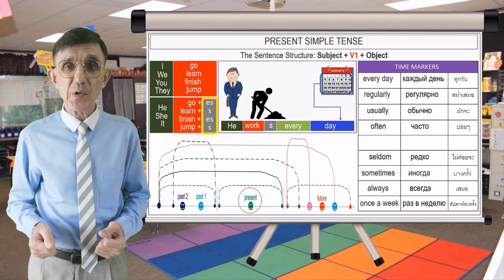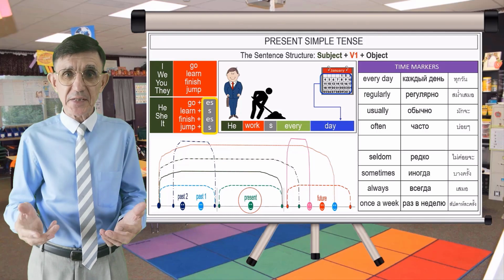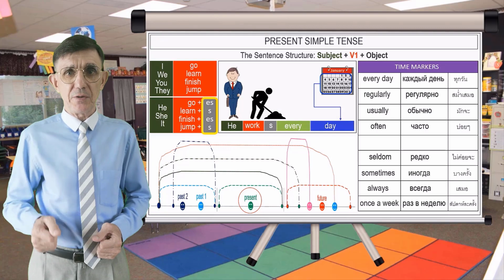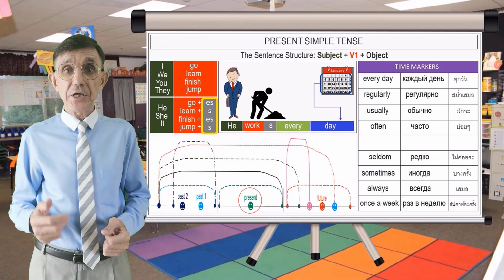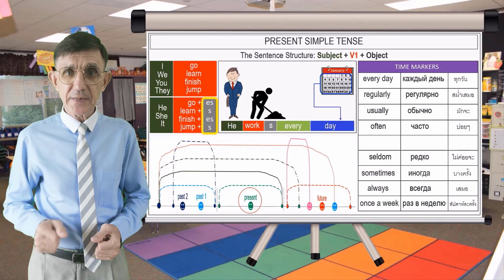He works every day. Pay attention to the fact that in the present simple tense, a verb has an ending s or es after he, she, it. I, we, you, they go. He, she, it goes.